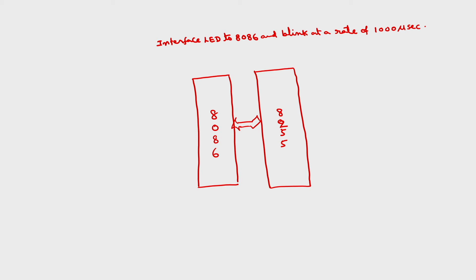Let us assume that the connections are such that the port A address is, you can choose any addresses but consecutive addresses, the same as the first example: port A FCH, port B FDH, port C FEH, and control register FFH.